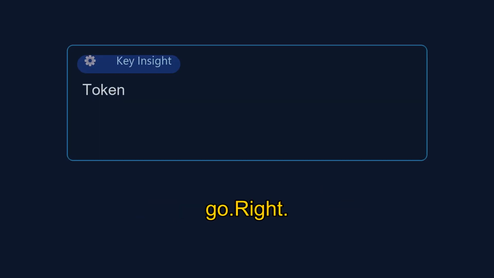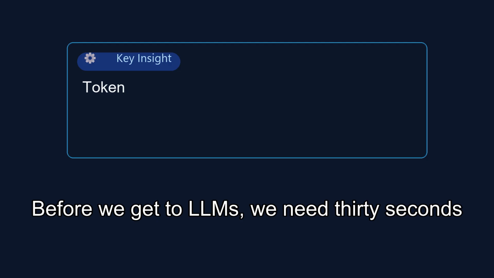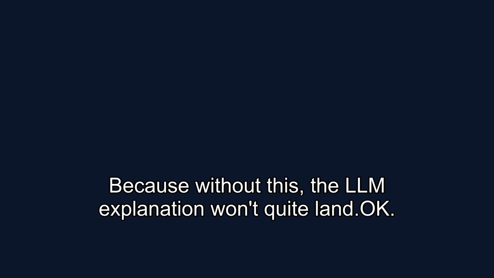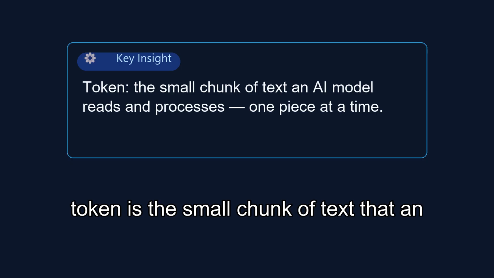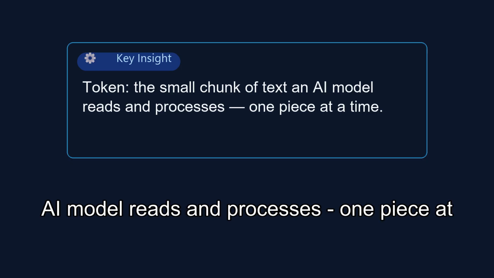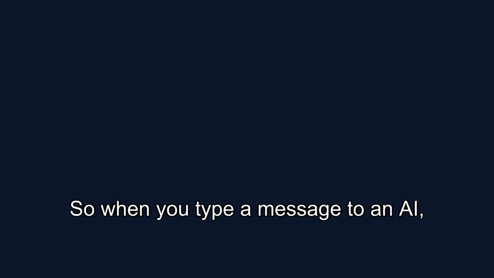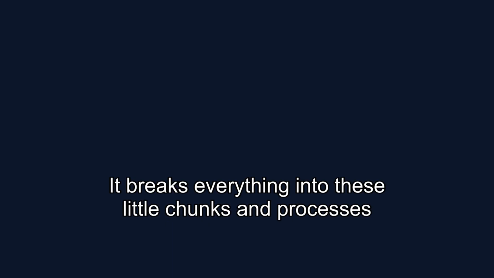Let's go. Right. Before we get to LLMs, we need 30 seconds on something called a token. Because without this, the LLM explanation won't quite land. Okay, token, go. A token is the small chunk of text that an AI model reads and processes, one piece at a time. Think of it as roughly a word, sometimes part of a word. So when you type a message to an AI, it doesn't read it the way you do, left to right all at once. It breaks everything into these little chunks and processes them sequentially.